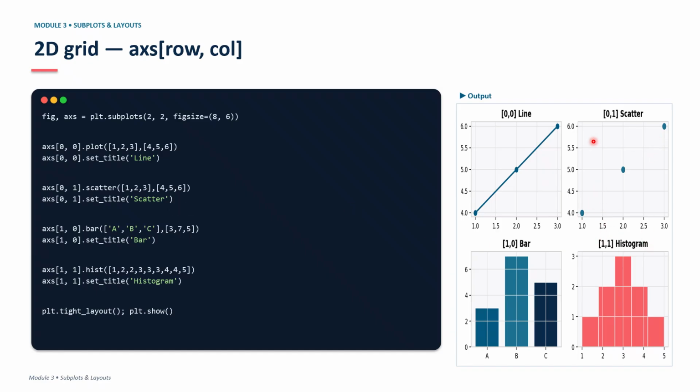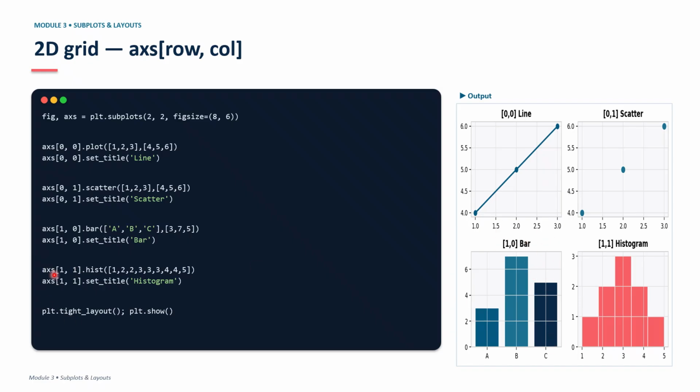And next, let us move on to the bar chart. So for the bar chart, for A it is going to be 3, then for B it is 7, and for C it is 5. So you have made the bar chart at the index of 1,0.